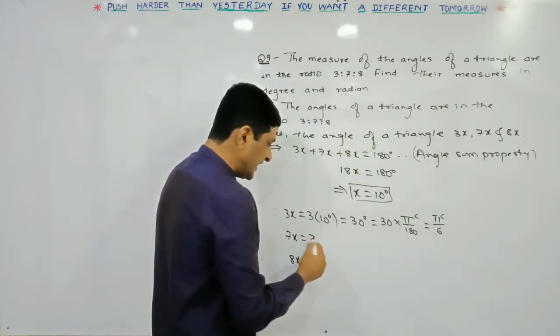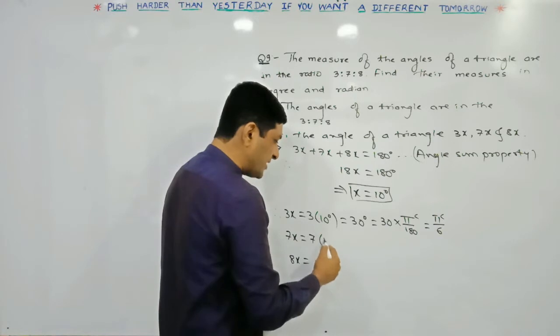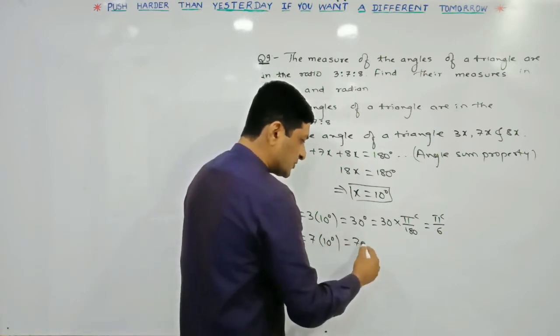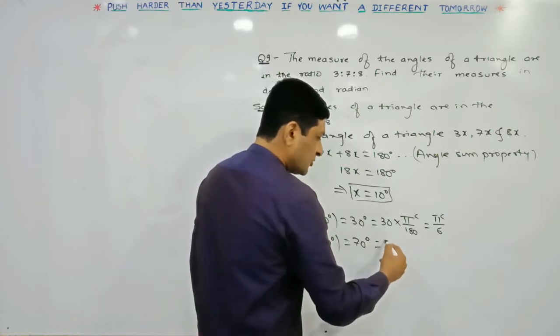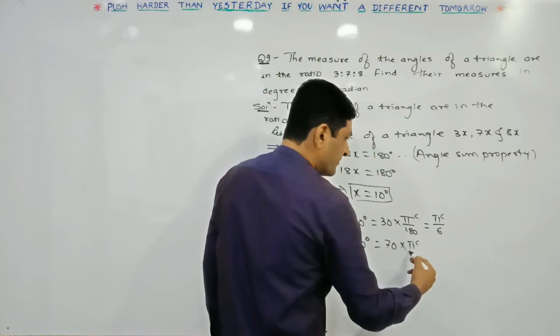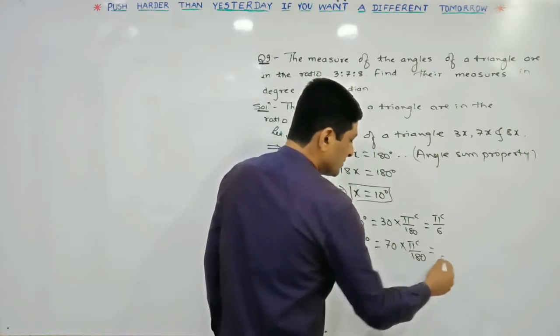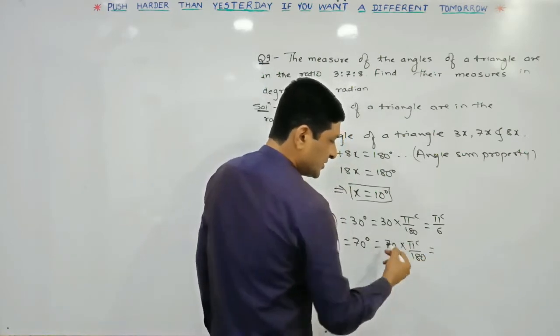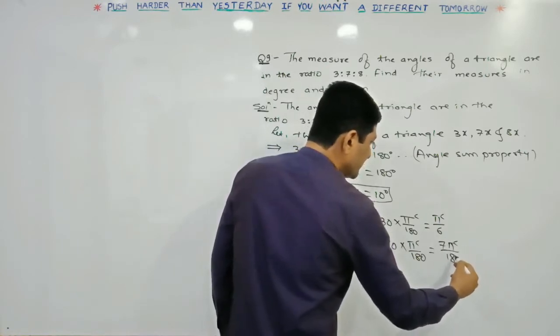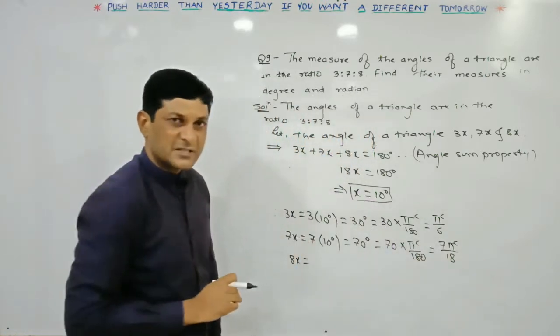Now 7, keep it as it is, replace this x by its value. What is the value of x? 10 degrees. So 7 into 10 will be equal to 70 degrees. Again, to convert this degree measure into radian, multiply it by pi by 180. So which is equal to, after cancelling 0 and 0, the remaining term will be 7 pi radian upon 18. In this way we have got the radian measure of this angle.